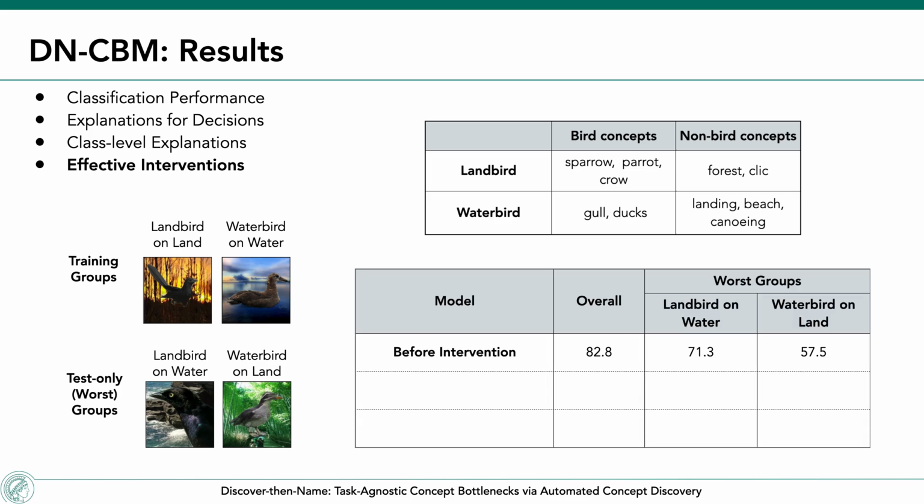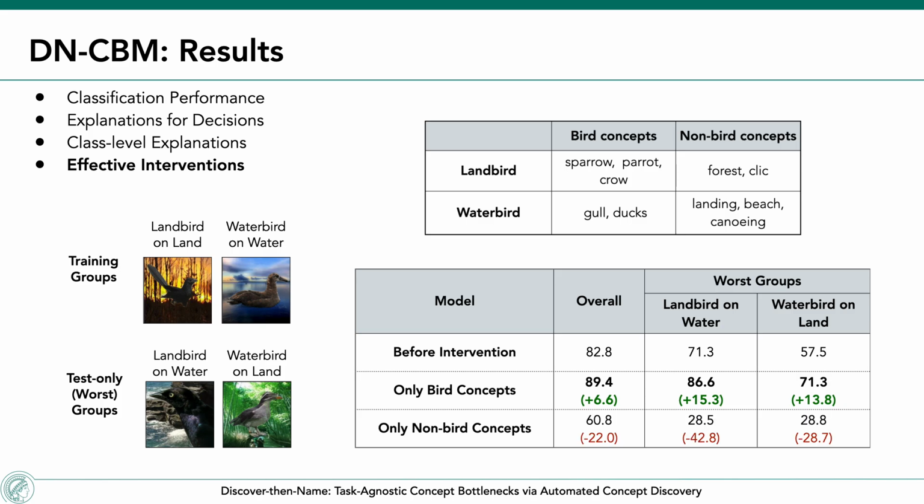Before intervention, as expected, we find a large drop in classification accuracy in the worst groups. However, keeping only the bird concepts shows large gains in accuracy in these groups. And similarly, keeping only non-bird concepts shows a large drop in performance, showing the effectiveness of such interventions with our DN-CBM.